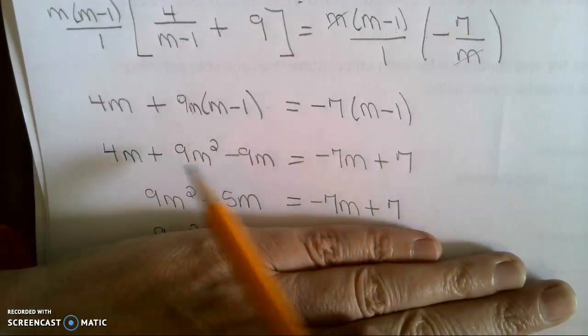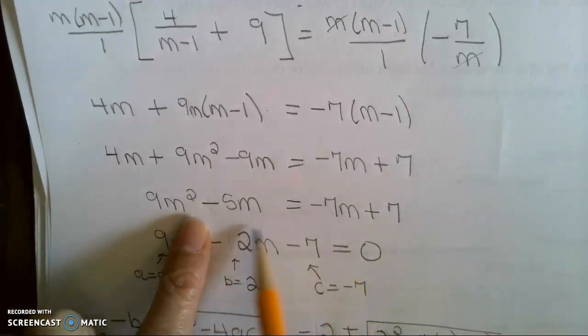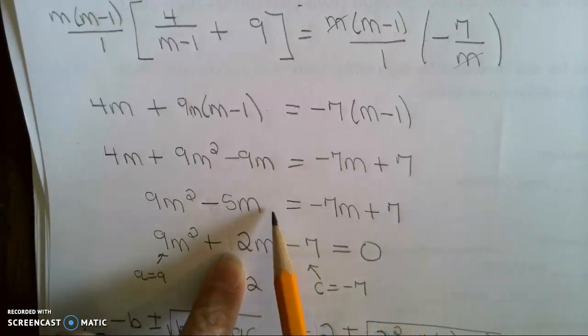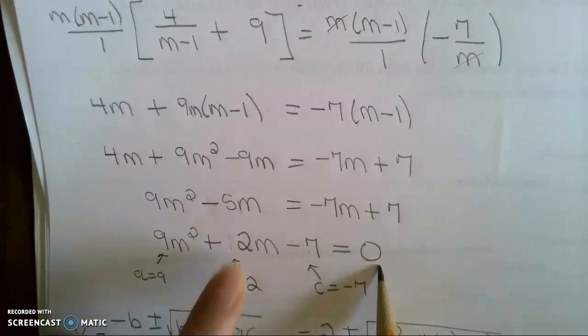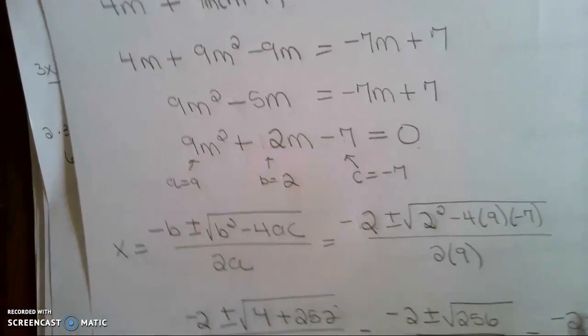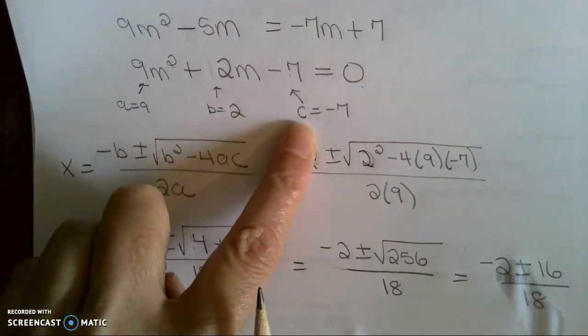And now I'll bring everything to the left-hand side. So I added 7m to each side, so that gives me 2m. And then I subtracted 7 from each side. So now I have it in the correct form, it's in quadratic form. So we're going to use the quadratic formula. My a is 9, my b is 2, and my c is negative 7.